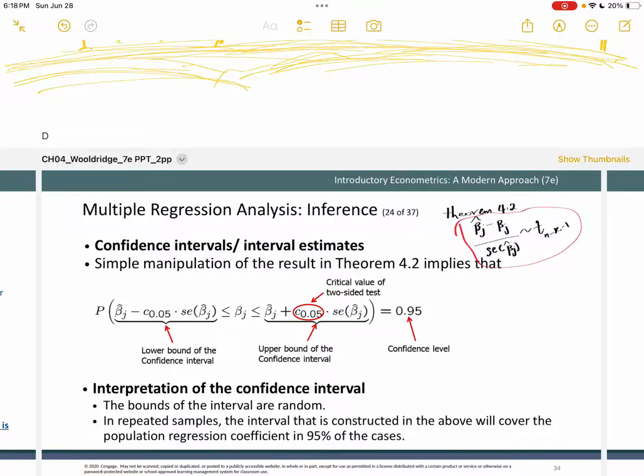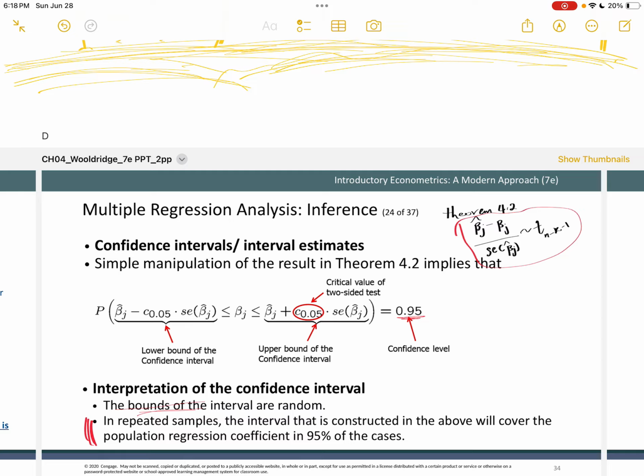And since this critical value, well, can it change? Of course it can change. It can change based on the significance level. So for a significance level of 5%, that is our confidence level of 95%, right? Now, what are these bounds? The bounds are random.